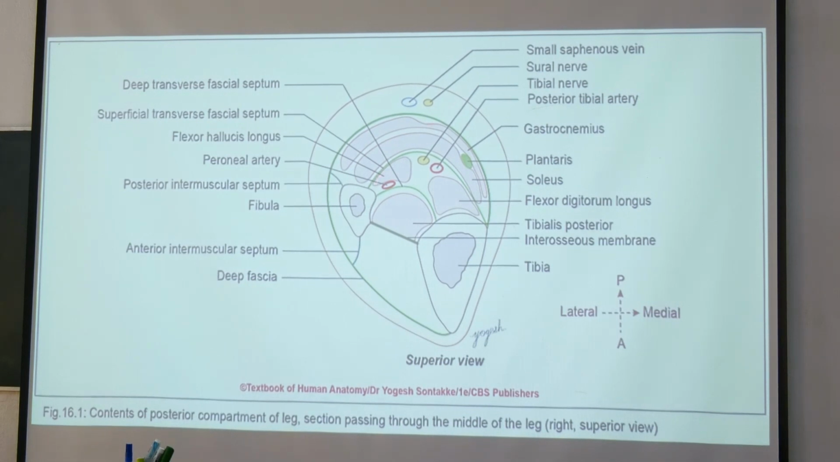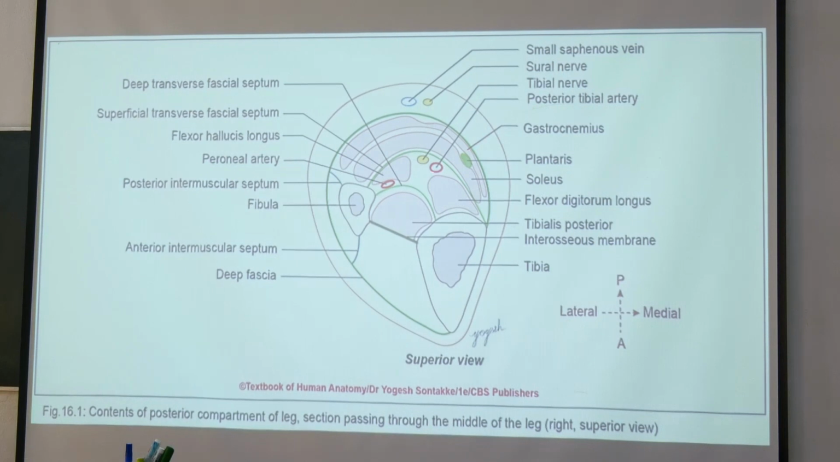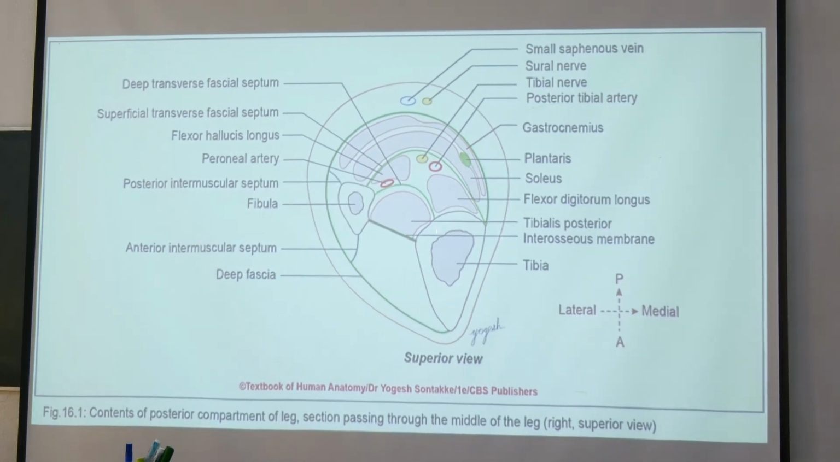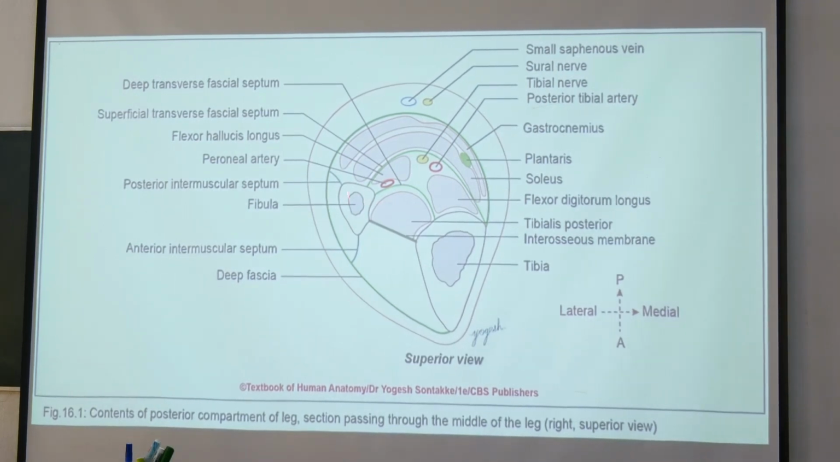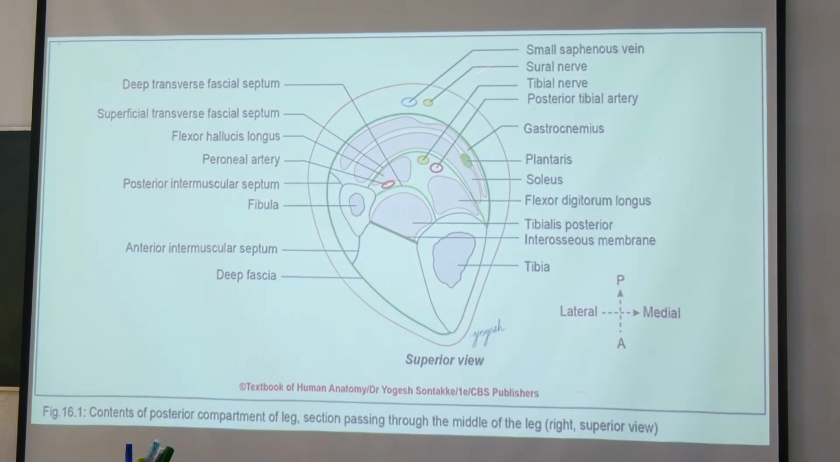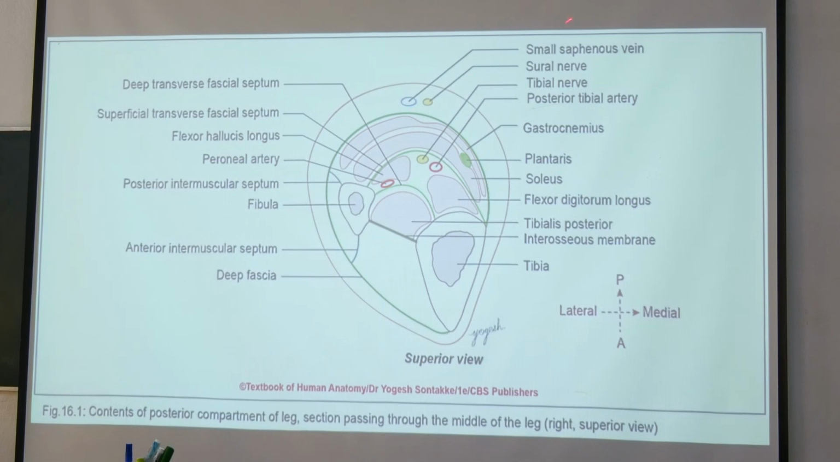And neurovascular compartment is lying in this area containing tibial nerve and posterior tibial artery. And under cover of this flexor hallucis longus lie the peroneal vessels, and deepmost compartment containing tibialis posterior, just posterior to this interosseous membrane. Okay, so these structures you have to see, and this is lying within the superficial fossa, small saphenous vein and sural nerve.